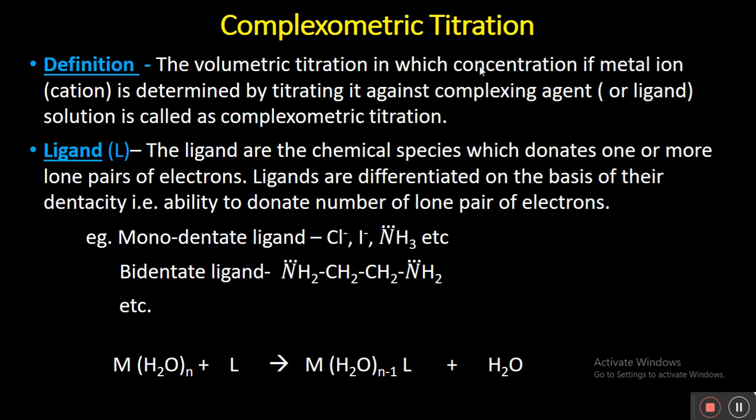Now look at this word. So in this technique, what we are going to determine is the concentration of the metal ion, and this metal ion is called as the cation. So unknown concentration of metal ion is determined by using the complexing agent solution or the ligand solution. Now what is meant by a ligand?